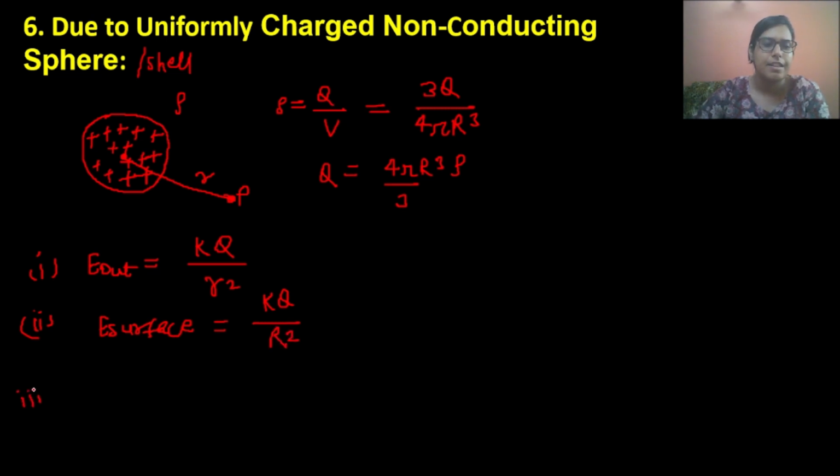Third is inside the sphere, because inside the sphere now there will be some charge. So it will be like this: kq r upon r cube.